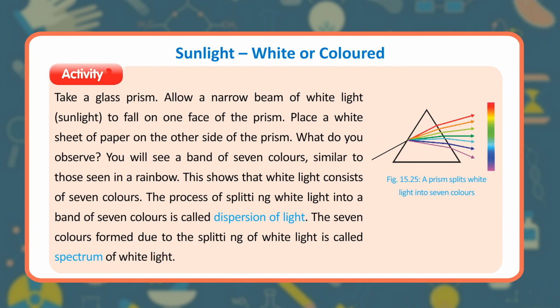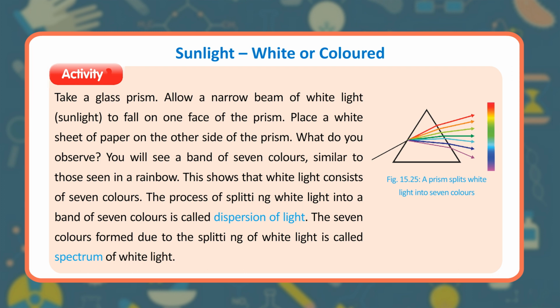Activity. Take a glass prism. Allow a narrow beam of white light, sunlight, to fall on one face of the prism. Place a white sheet of paper on the other side of the prism. What do you observe? You will see a band of 7 colors, similar to those seen in a rainbow. This shows that white light consists of 7 colors.